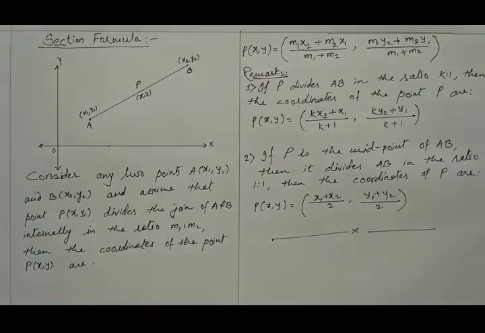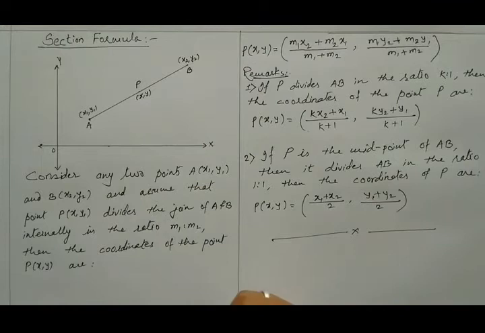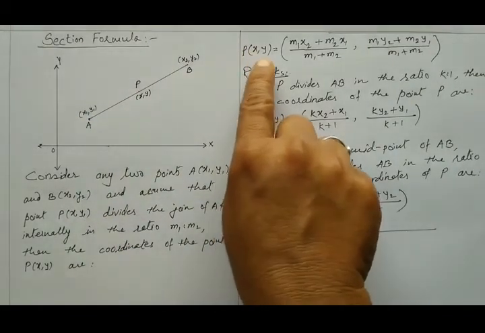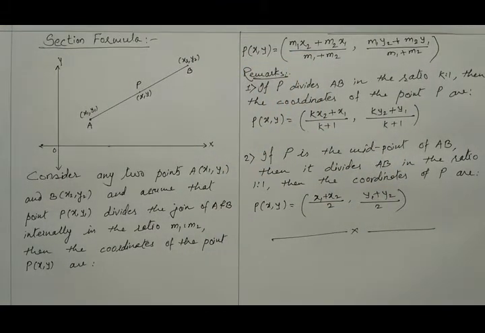Let us see now section formula. What is section formula? In a plane, if there are 2 points A and B, and the join of A and B is divided by a point P in the ratio m1 is to m2, then the coordinates of the point P are given by P(x, y) is equal to m1 x2 plus m2 x1 upon m1 plus m2, and the y coordinate of point P is given by m1 y2 plus m2 y1 upon m1 plus m2.